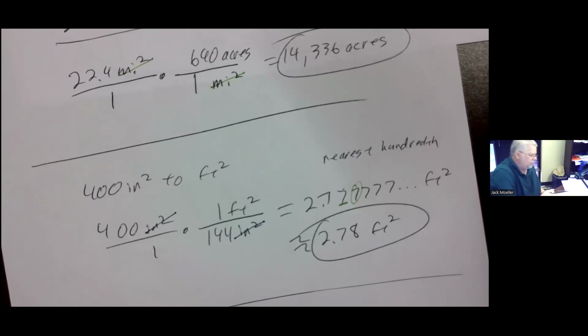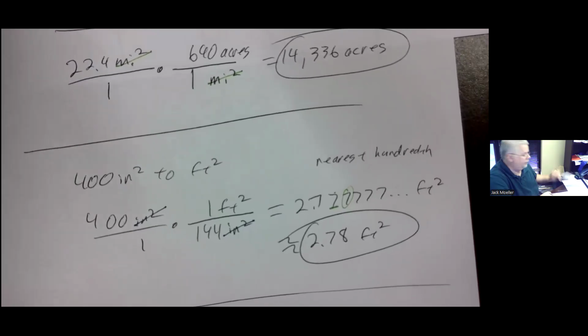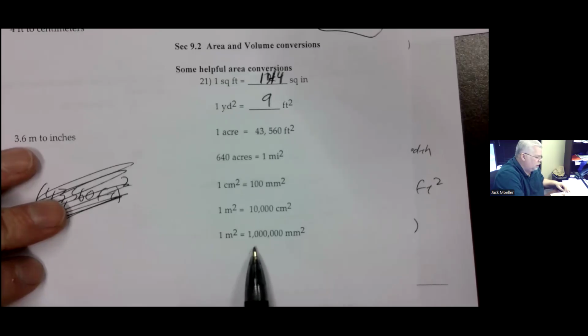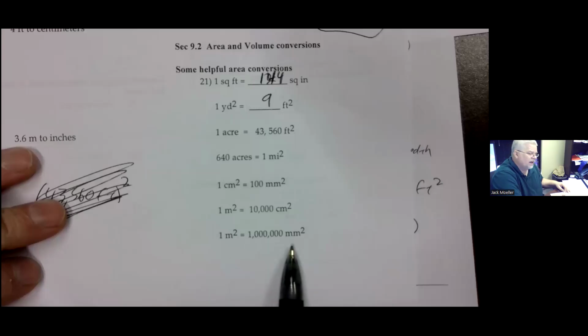What do we know about meters squared and millimeters squared? We go to our conversions. 1 meter squared is 1,000,000 millimeters squared. And that million is because 1 meter is 1,000 millimeters, and 1,000 times 1,000 is a million.